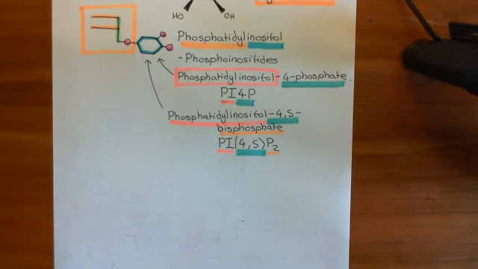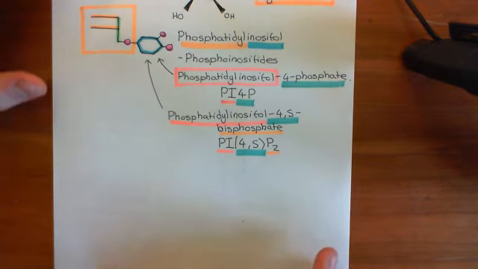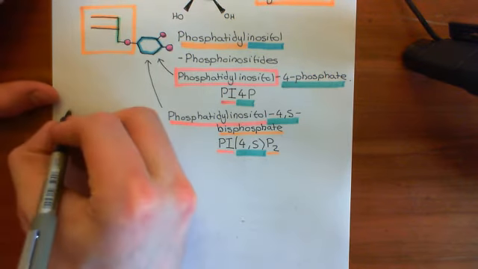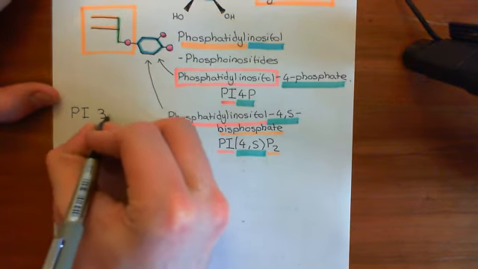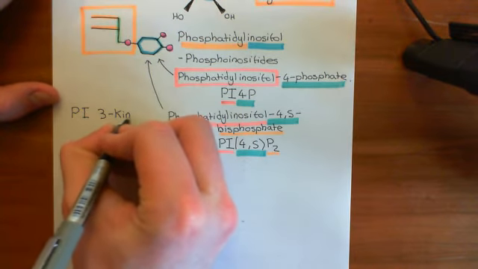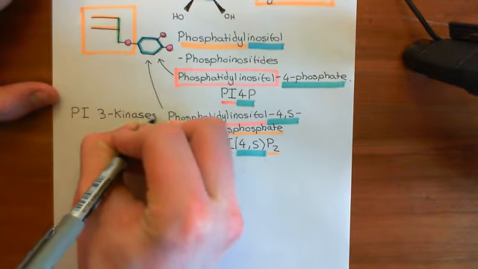Okay, so welcome to this next video in which we are discussing the receptor tyrosine kinases. Right, so we're currently in the process of discussing phosphoinositide 3 kinase enzymes, or PI3 kinase enzymes. So now let's start to discuss the PI3 kinase enzymes themselves.